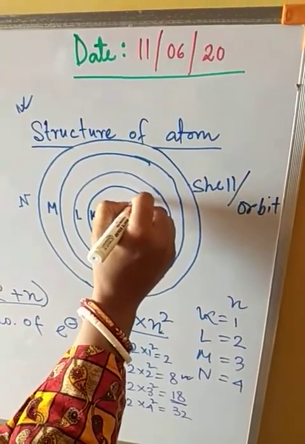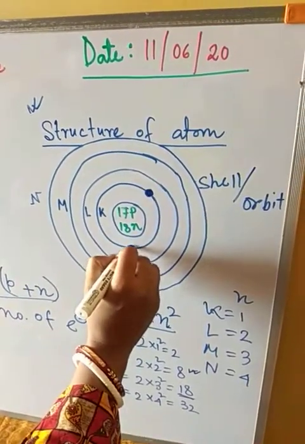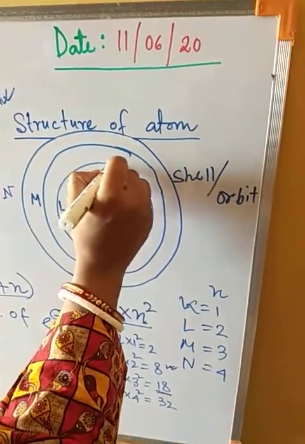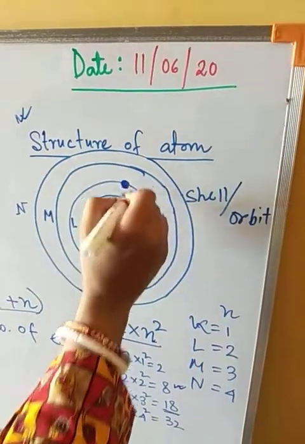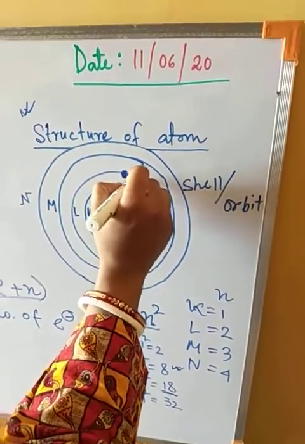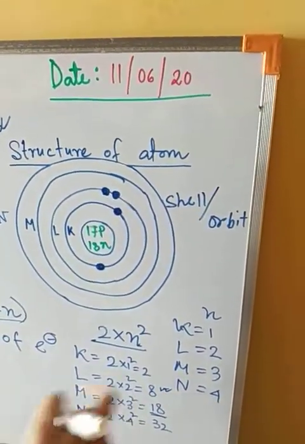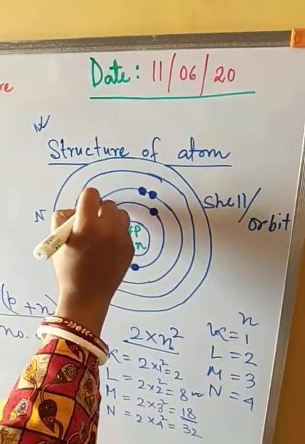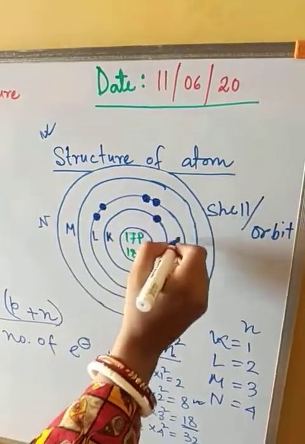Maximum 2 electrons can be accommodated in the K shell, the first shell. So let us draw that. The next shell, the L shell, can hold a maximum of 8 electrons. So we will be drawing the electrons here, 8 electrons.